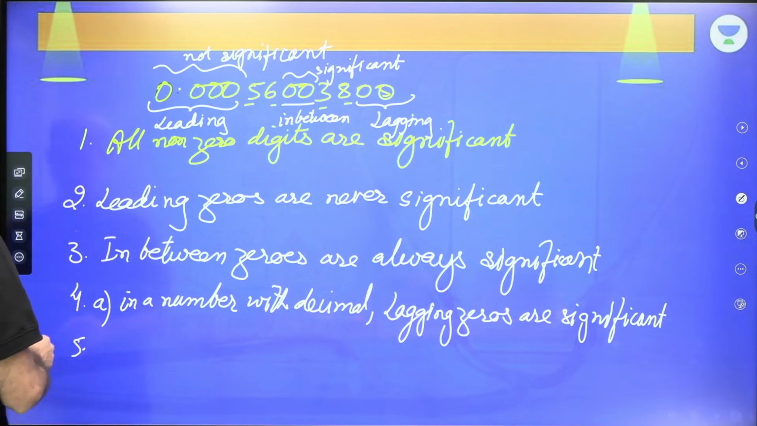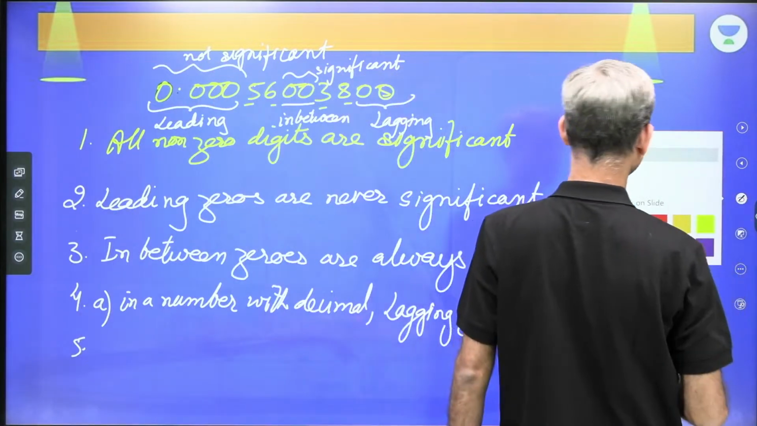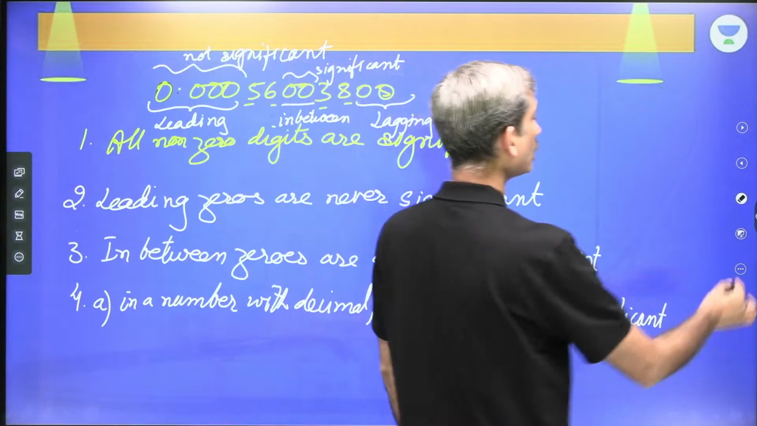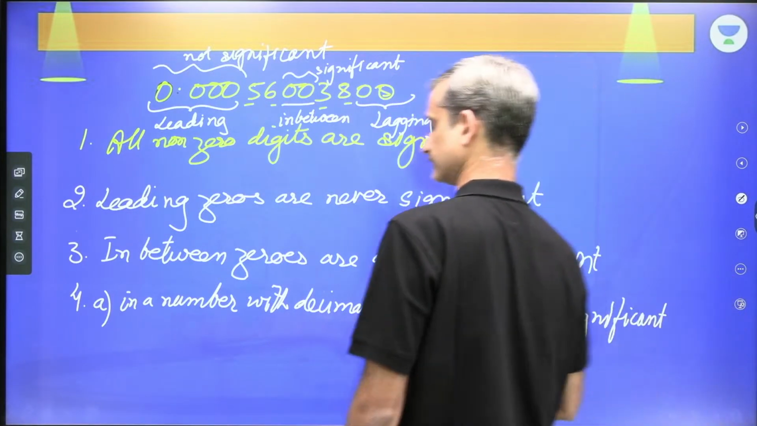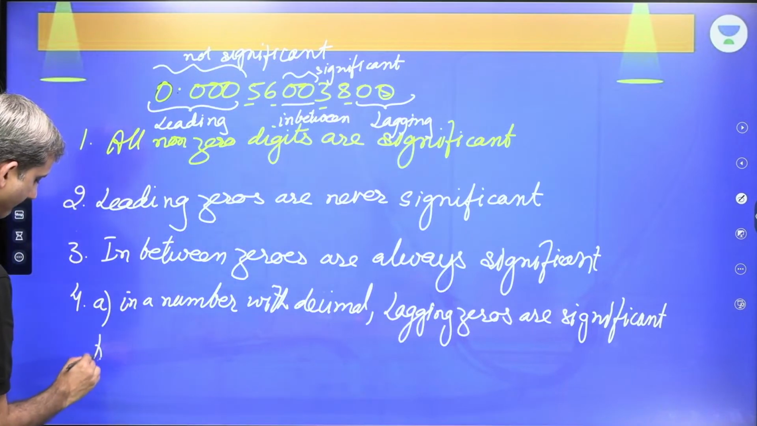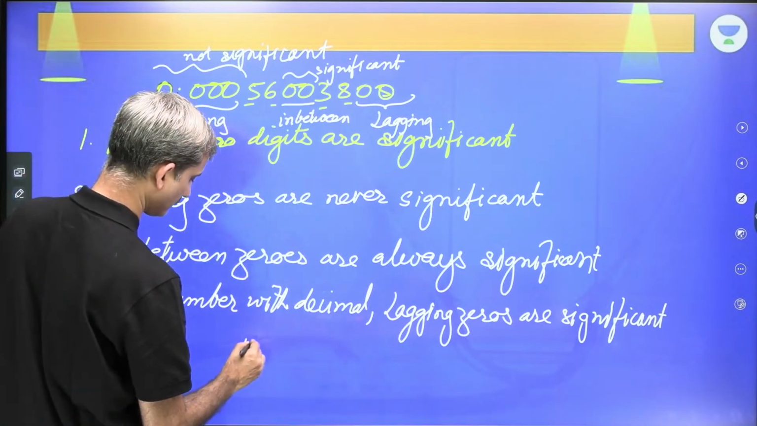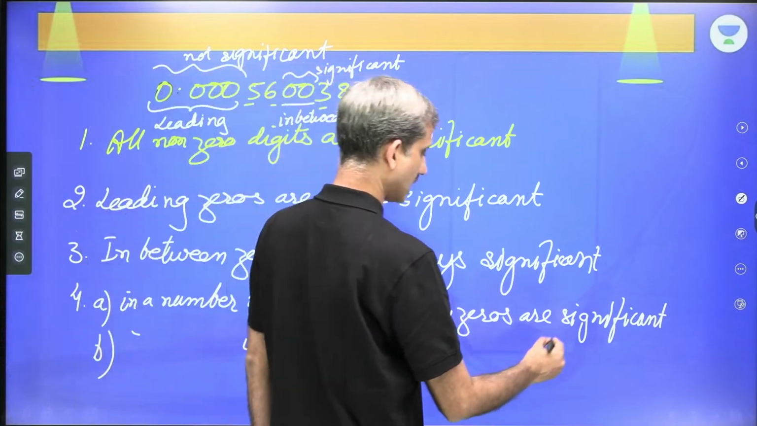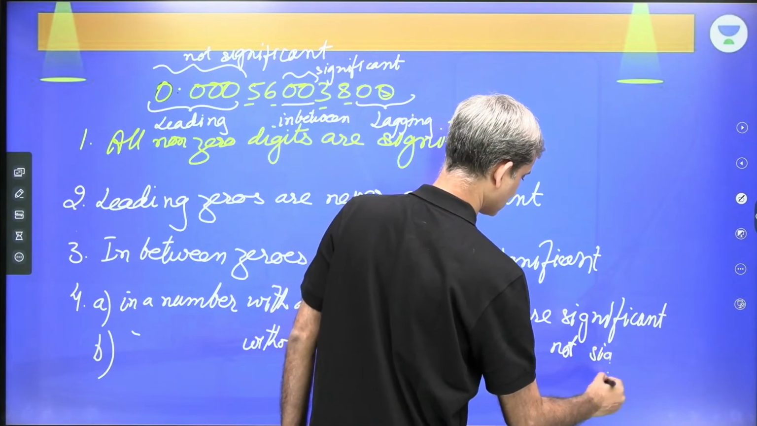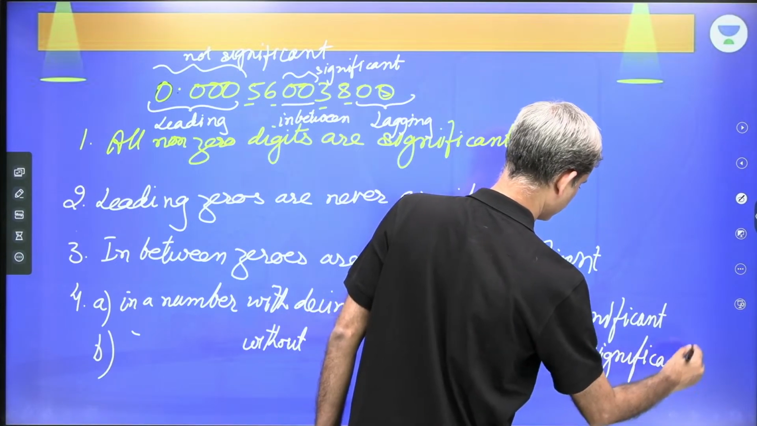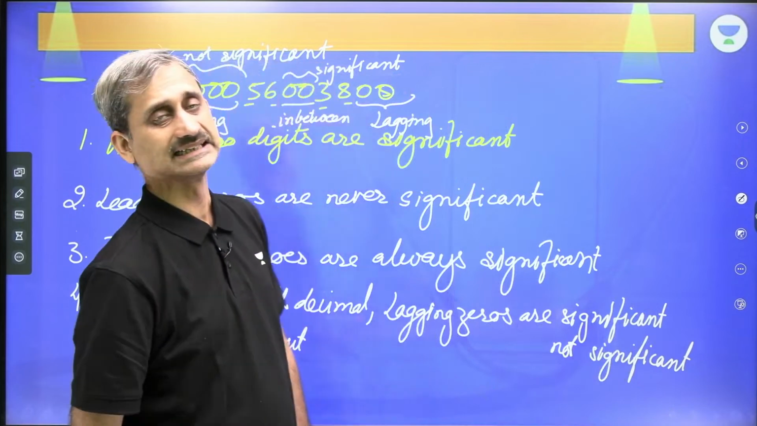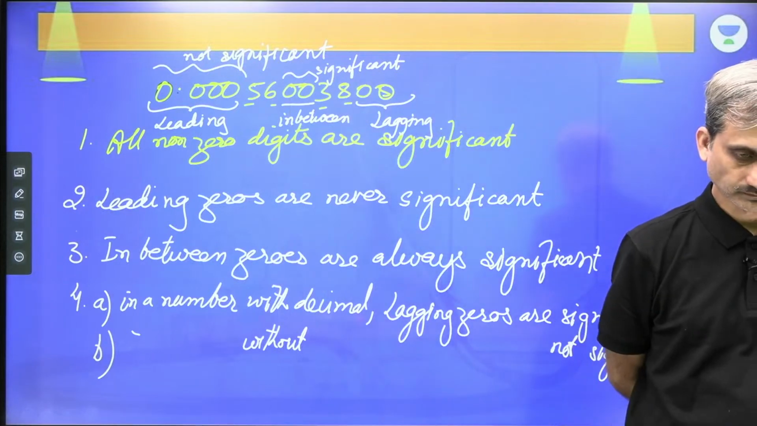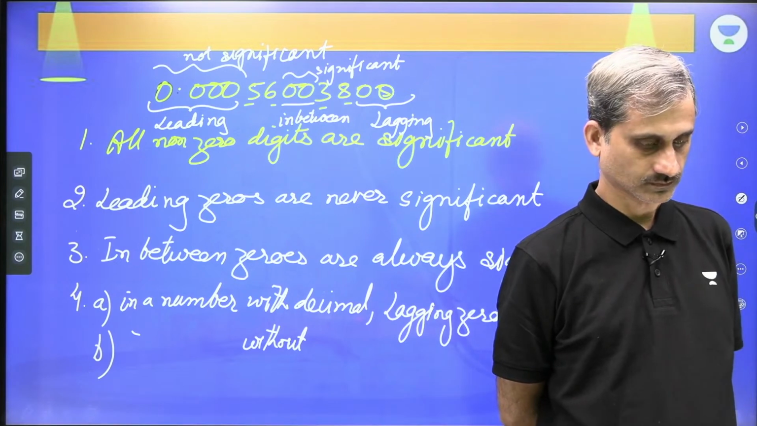And then, no, I should not be doing this one. While in the number without the decimal, the lagging zeros are not significant. Okay? In a number without decimal, lagging zeros are not significant. So that's what we have as leading, lagging, and in between zeros, and that's what the NCERT says. Clear?